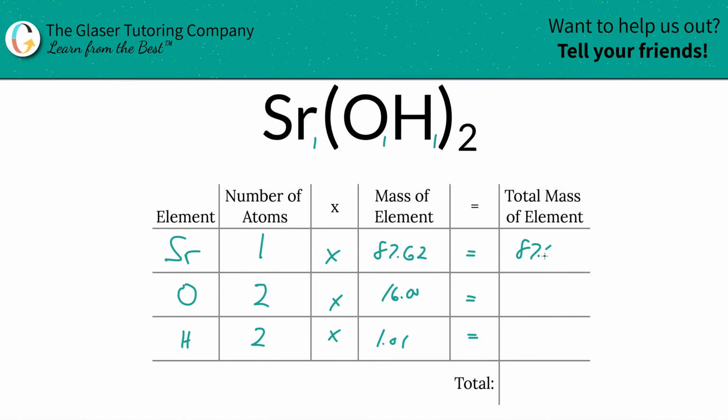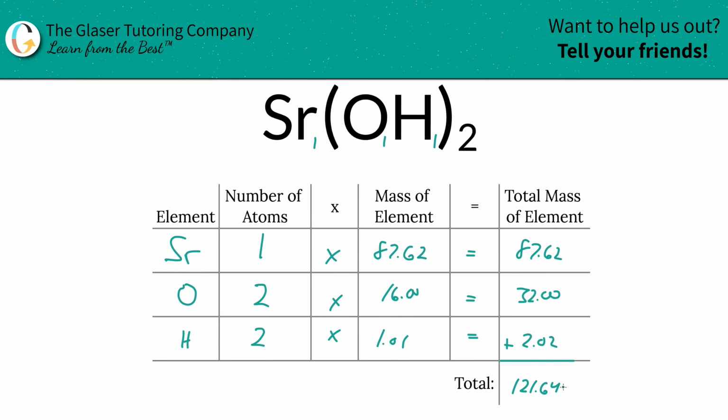So that's simply 87.62. Oxygen is going to be 32. Hydrogen is going to be 2.02. And then to find the total mass of the whole compound, all I got to do is add it all up. That's it. So 121.64. And there you have it, right? That's the total mass of the compound.